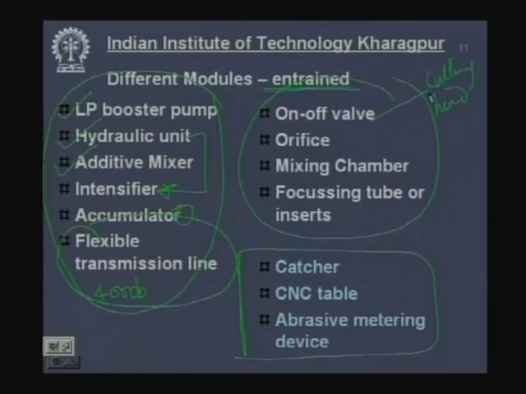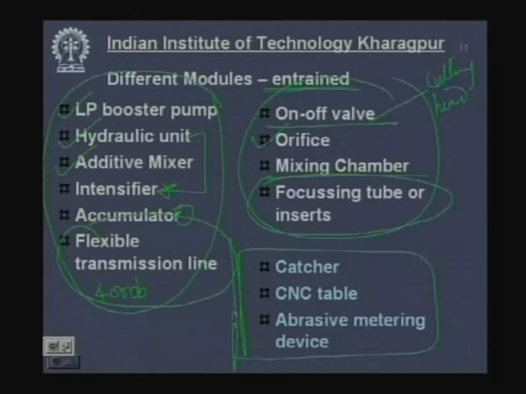This is called the cutting head. It is composed of an on-off valve, which basically allows the water to come out of the orifice or not. You have a mixing chamber and focusing tube, which basically focuses the water and abrasive together. Once the water has machined the job, it still has a lot of energy. If you put your hand behind it, your fingers will be cut off.